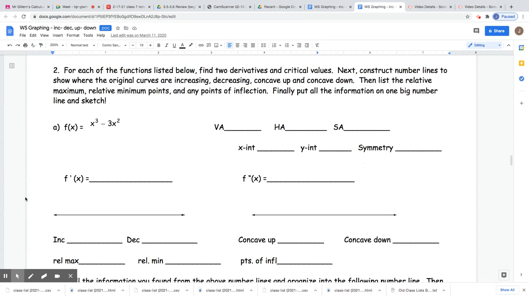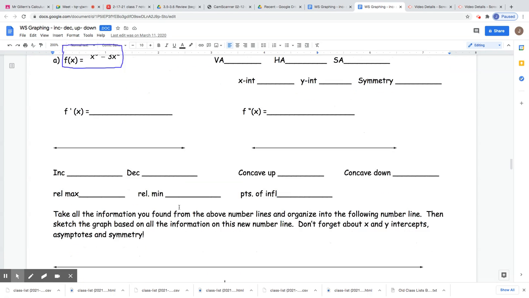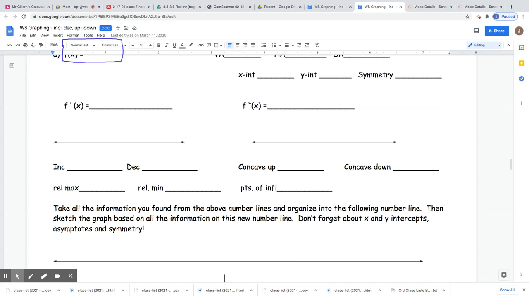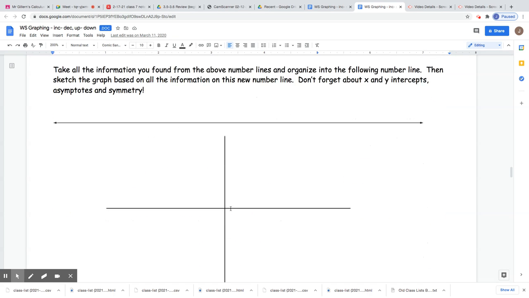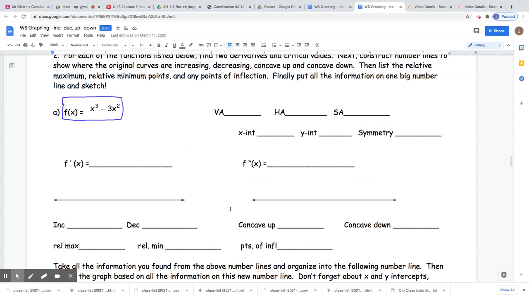All right, so we have this function, x cubed minus 3x squared. And we're going to fill in all of this information: asymptotes, intercepts, symmetry, first derivative, second derivative, increasing, decreasing, max and mins, concavity, points of inflection. We're going to use all of that to be able to graph it. So all of this technically is one problem. All right, obviously a bunch of little parts, but they all have to do with x cubed minus 3x squared.